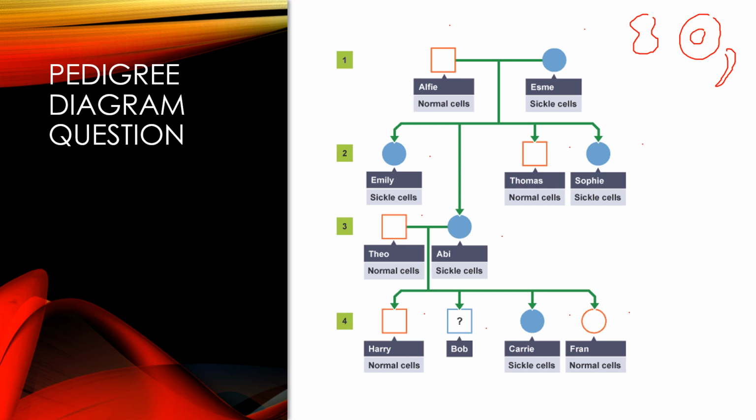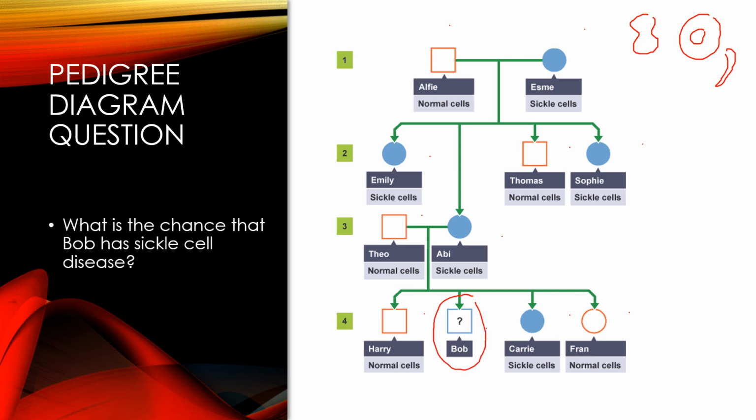So again, we're going to ask the question then, what's the chances of Bob having these sickle cells? Okay, what's the percentage chance of Bob having these cells then? So how do we do it? Well, one of the steps people forget about is they forget to actually fill in the different genotypes that we actually do know.